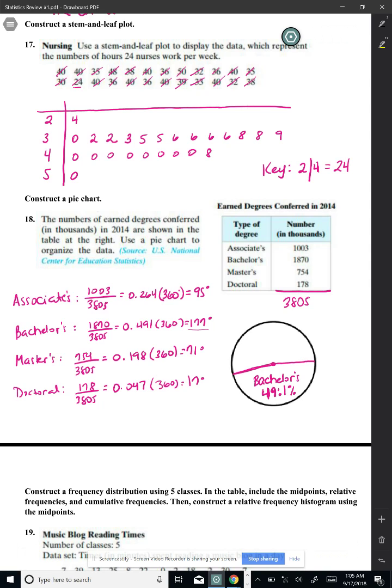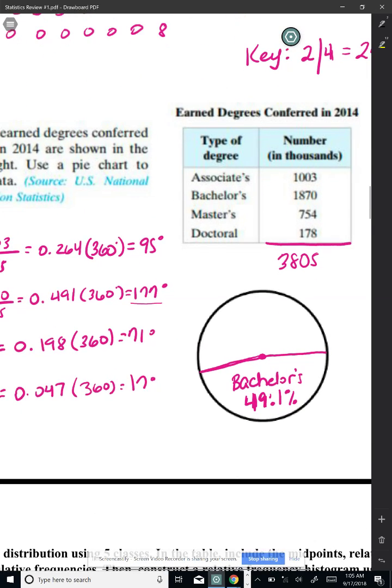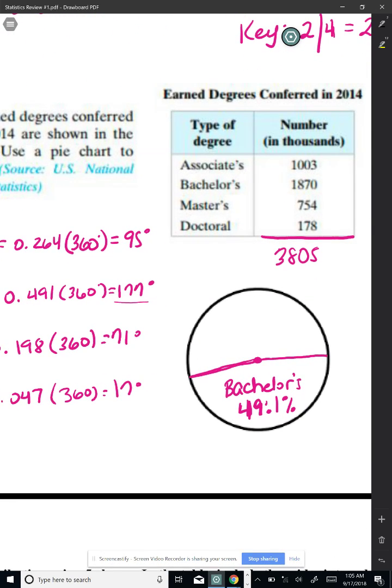And then we would do the same thing. I'm going to make this a little bit bigger so I have room to write in it easier. The next one was the 95 degrees, which was the associates. So 90 degrees is exactly a fourth. So I'm going to go just a little bit bigger than a fourth of the circle. And then I'm going to write in here associates.